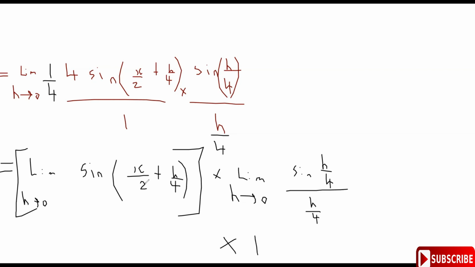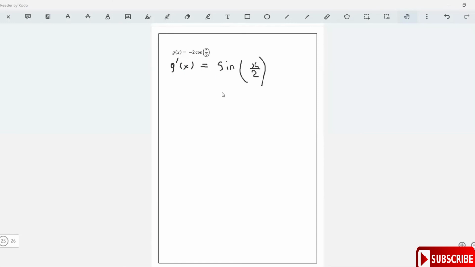When you plug in 0 in this part right here, you'll just get the sine of x over 2. And then the sine of x over 2 times 1 is just the sine of x over 2. So this just works out to be the sine of x over 2, just like what we were supposed to get. Easy. We got our answer, sine x over 2.